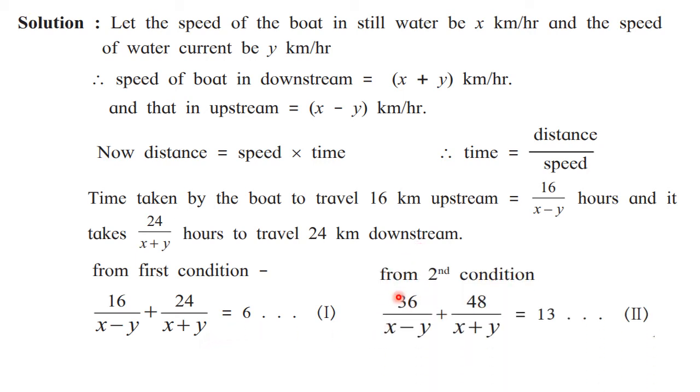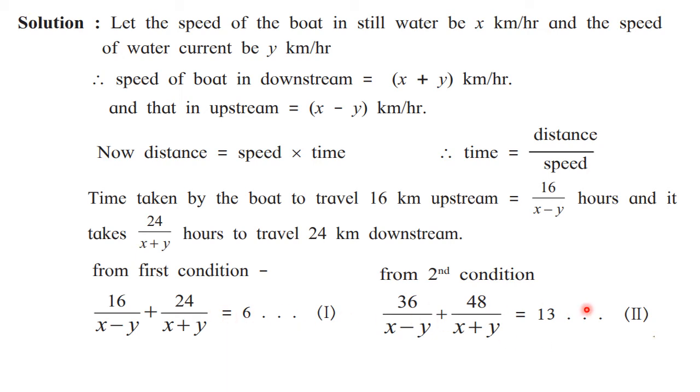Now the second condition is given. Similarly, the time taken is 13 hours and the distances are different. So here for upstream the distance is 36 kilometers and this is the speed. And for downstream the distance is 48 kilometers. This is the speed. And the total time taken is 13. So you can observe these equations, and now you can solve them just as we have done previously in practice set 1.4.